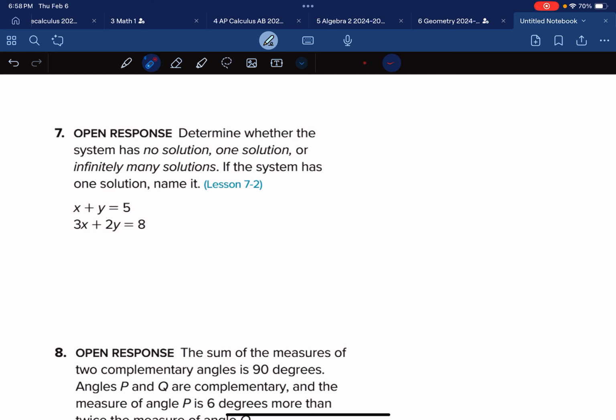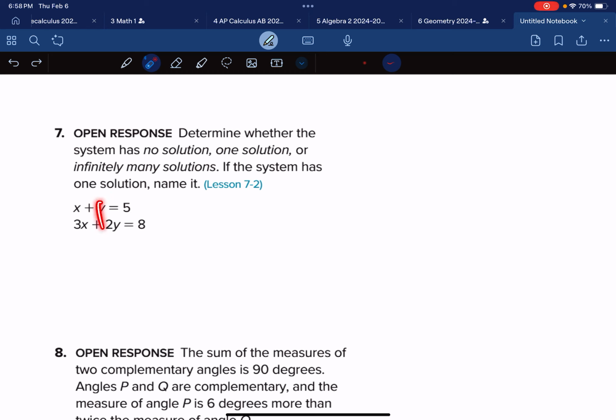We could do substitution here. I really prefer elimination, especially when my variables line up. So I am going to be using that method. All of these are positive, so I'm going to have to multiply one of them by a negative. The lowest number is 2. So let's go ahead and make this y a negative 2.